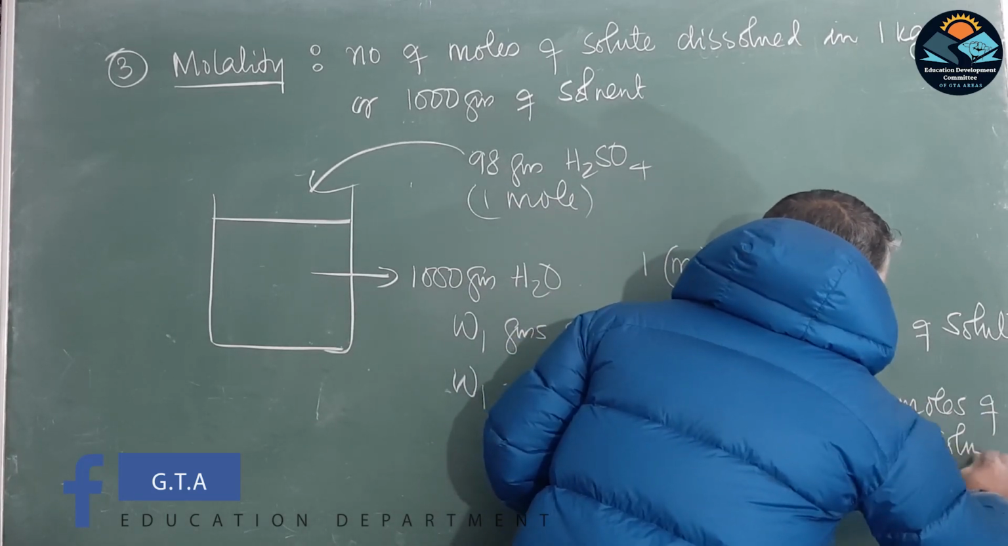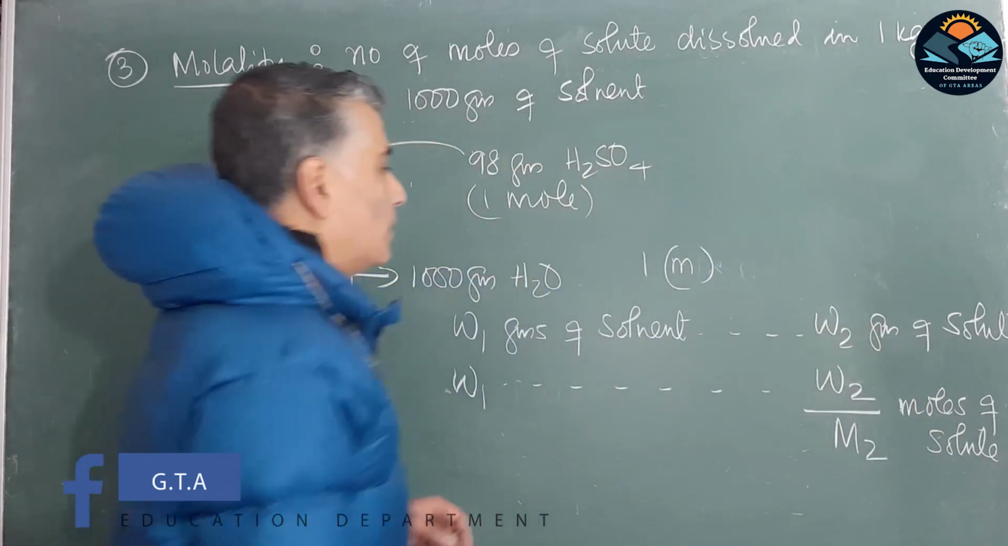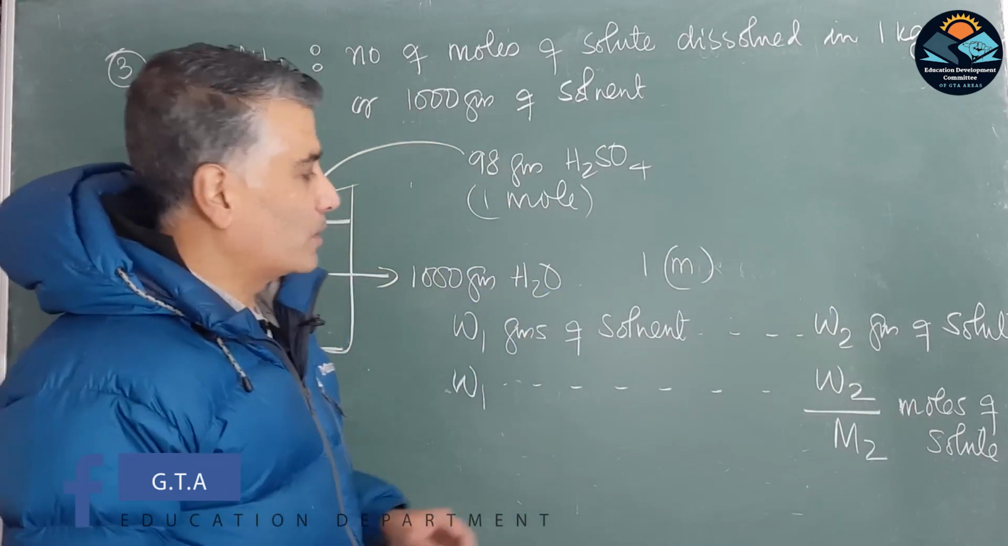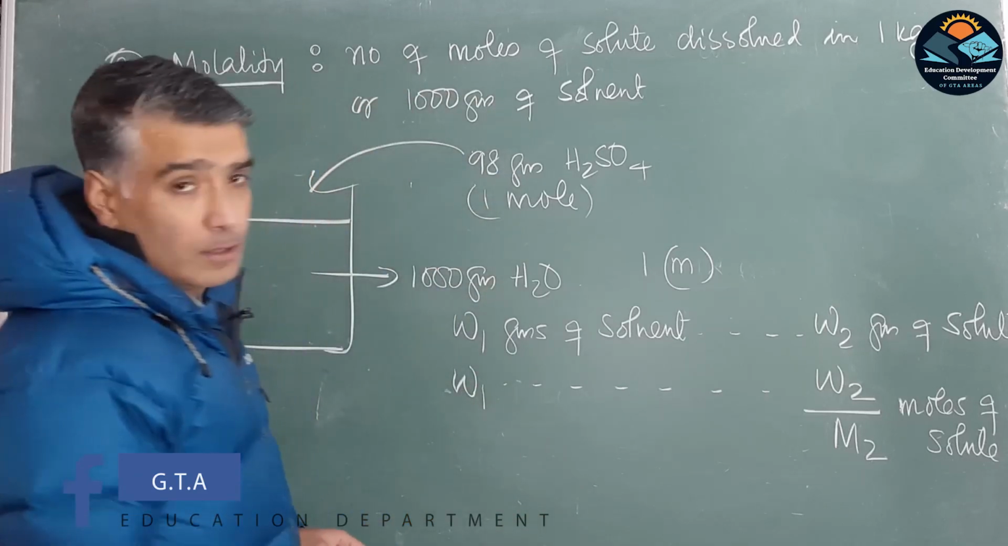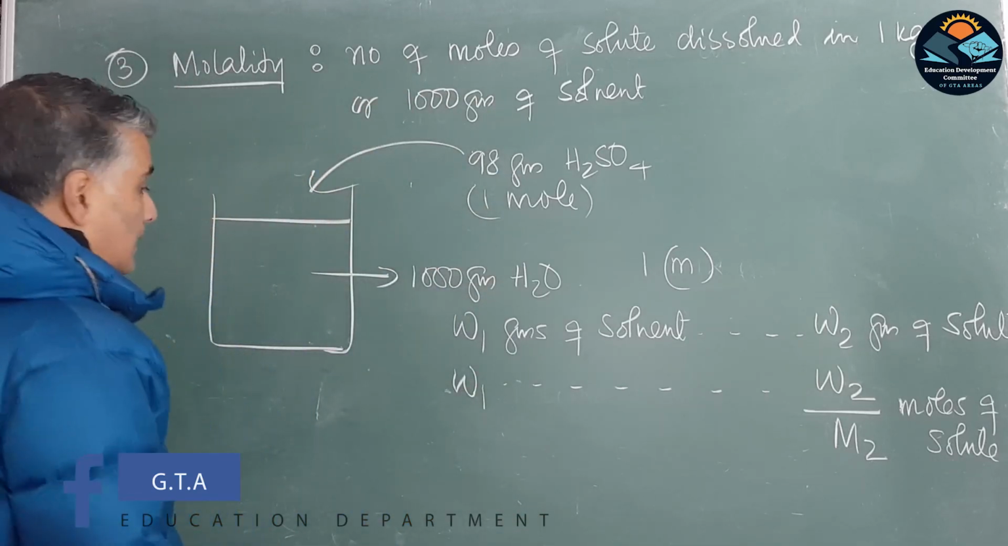So you understand why we are dividing the mass of the solute by the molecular mass, because that gives the number of moles of the solute, and that's what we need, the number of moles of solute, to express the concentration in molality.